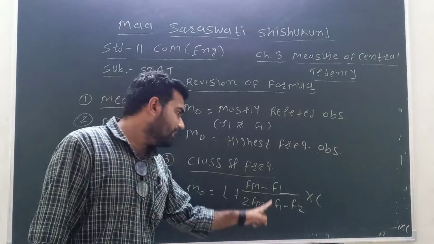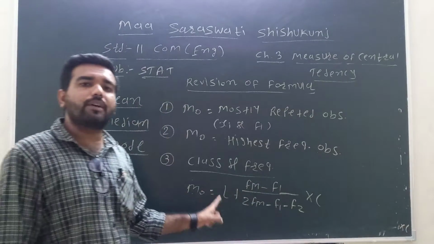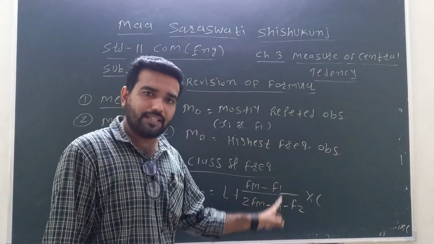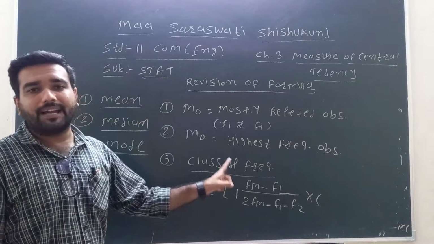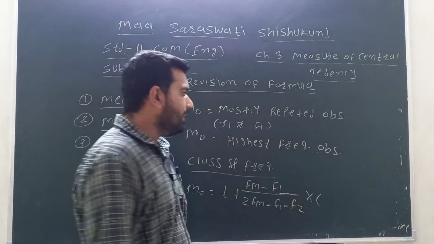So here there are the class and frequency. MO is equal to L plus (FM minus F1) upon (2FM minus F1 minus F2) multiplied by C.